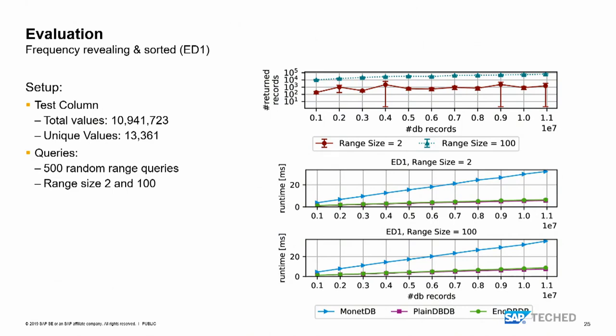And the second and really important thing is, look at the difference between encryption and no encryption. You basically can't see it. The difference is half a millisecond, more or less, on average. For ED1, that's important. We see the ED1 results here.